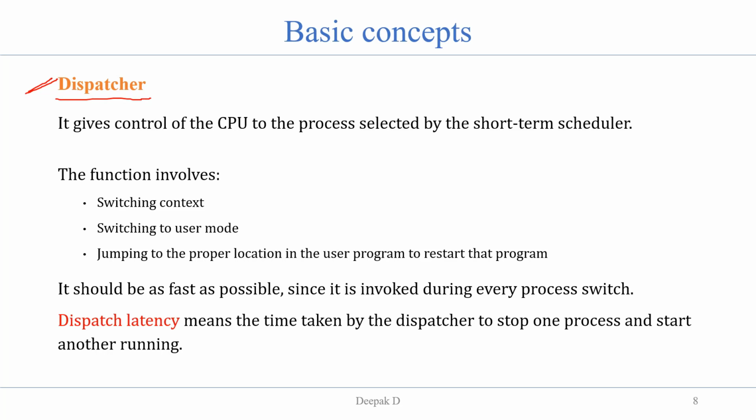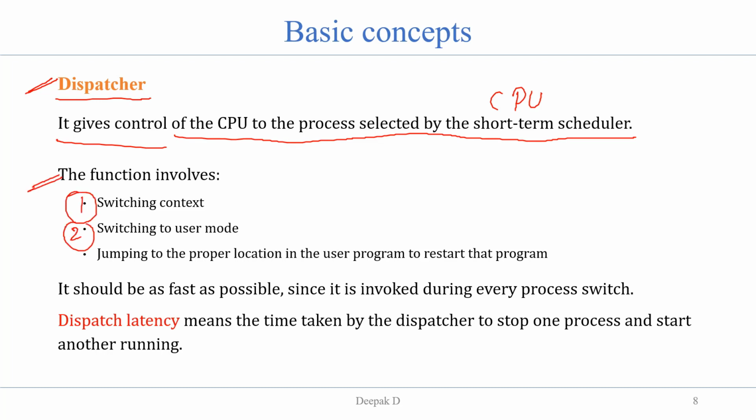So what actually does this dispatcher do? The dispatcher is a module which gives control of the CPU to the process which is selected by the short-term scheduler, also called the CPU scheduler. There are some functions involved in this dispatcher. One is context switching, second is switching to user mode, and the third is jumping to the proper location in the user program to restart the program. And remember, the dispatcher should be as fast as possible since it is invoked during every process switch.